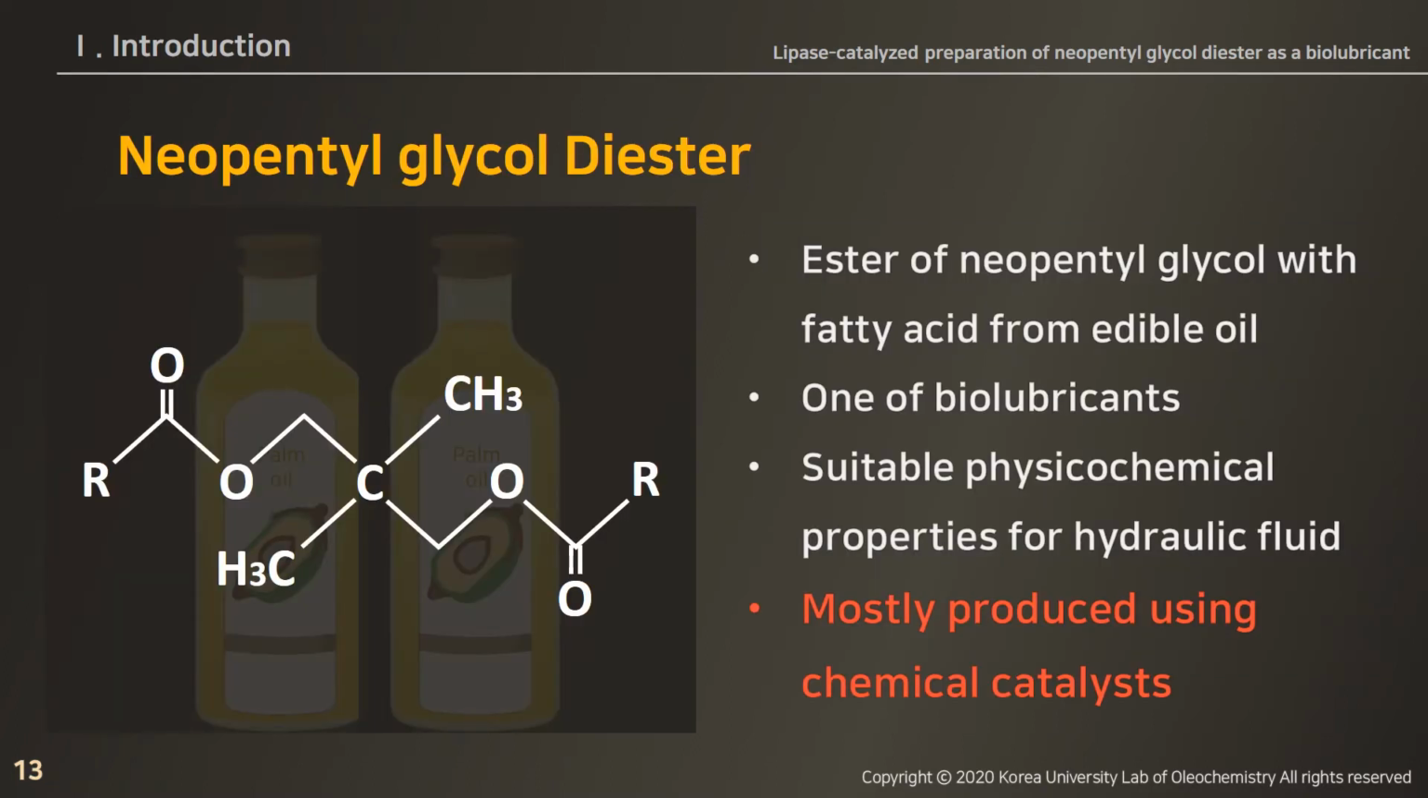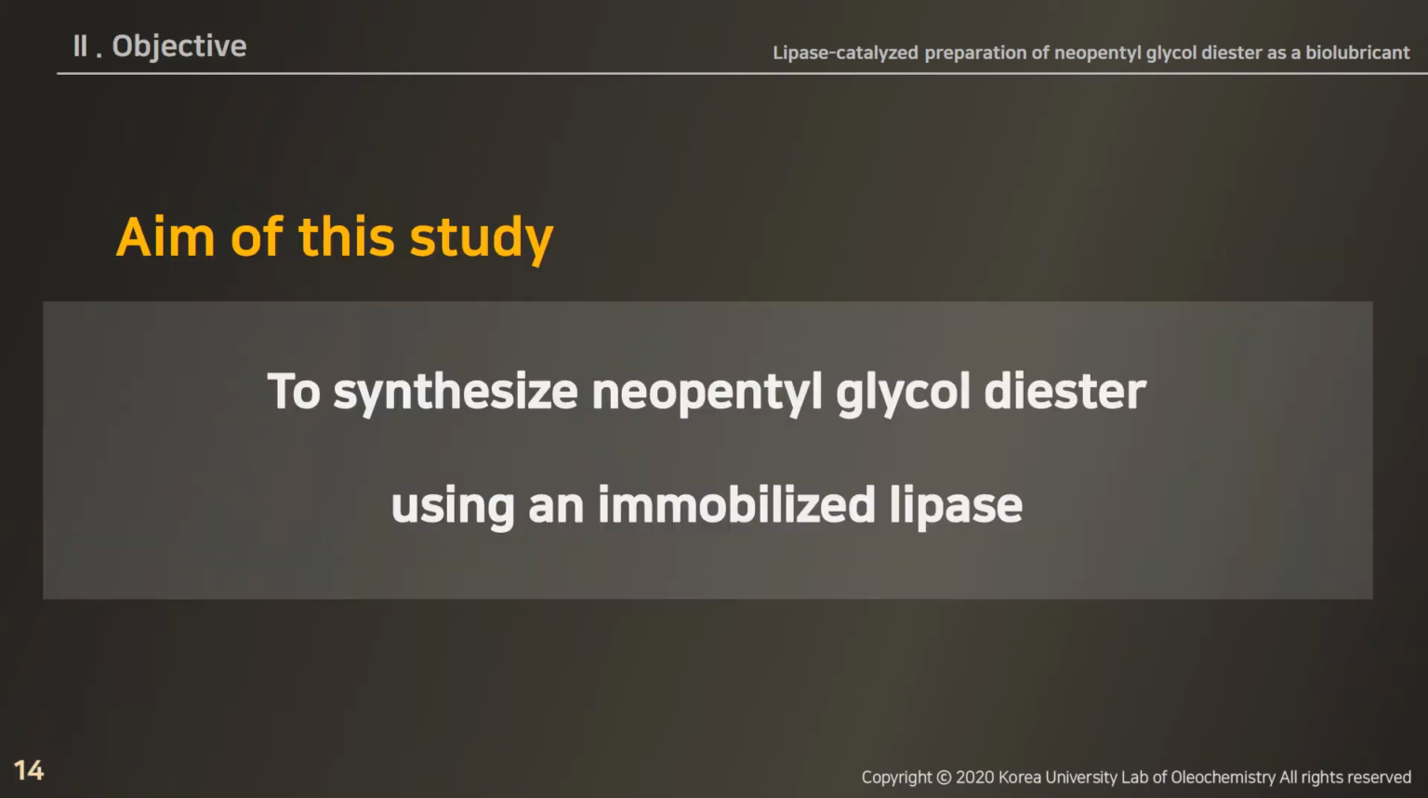So, we studied one of the biolubricants, Neopentyl Glycol Diester. It is synthesized through the reaction of neopentyl glycol with fatty acids from vegetable oils. It can be used as hydraulic fluid in industry, and mostly it has been produced using chemical catalysts. The aim of this study is to synthesize neopentyl glycol diester using an immobilized lipase.